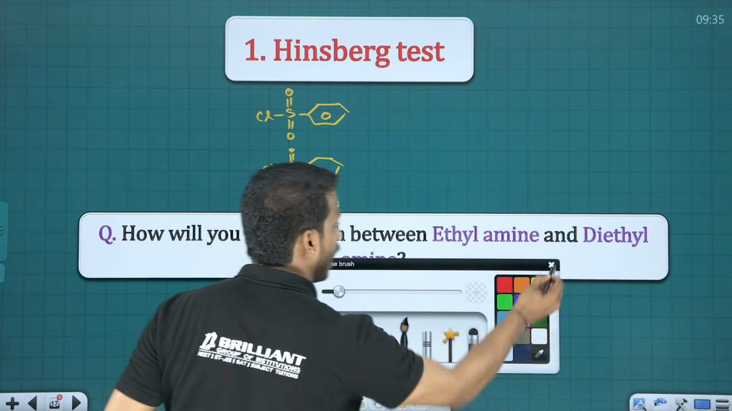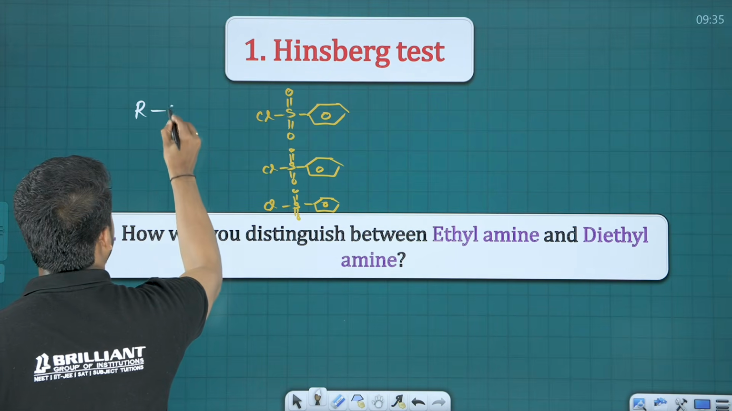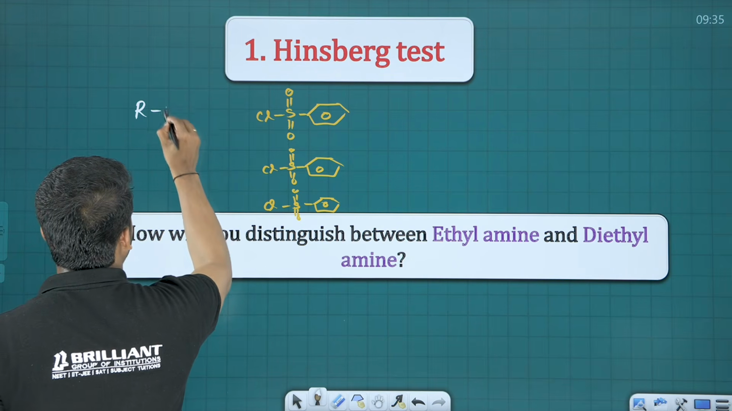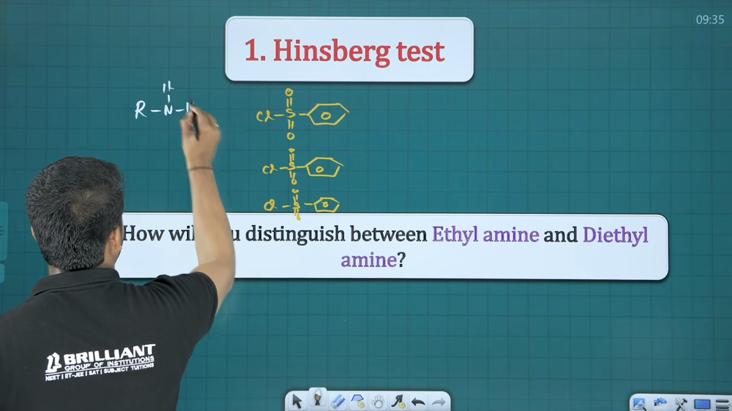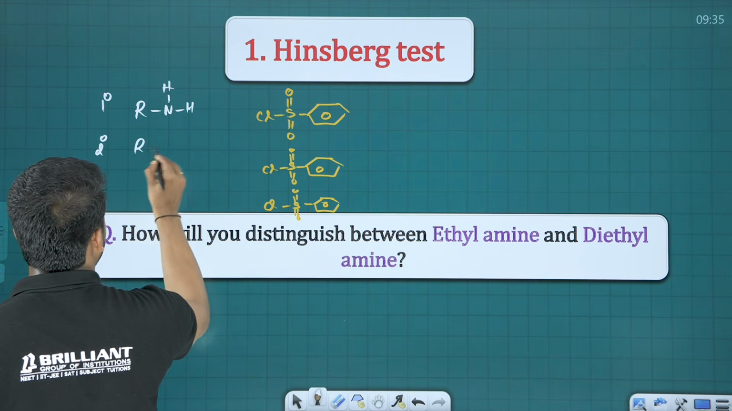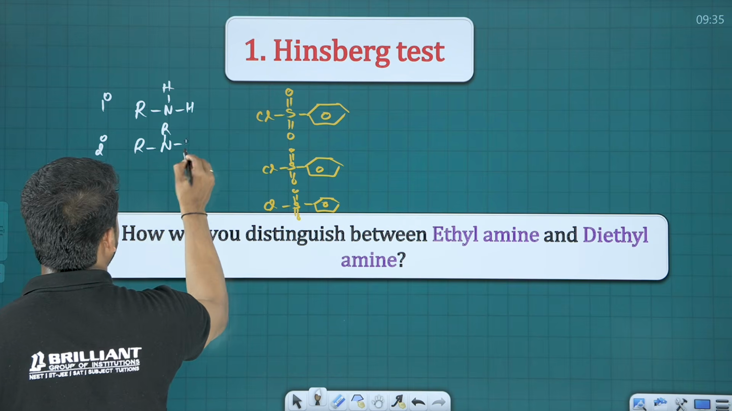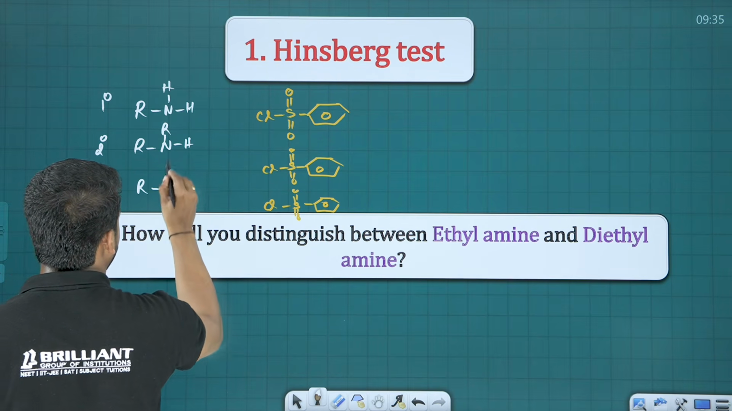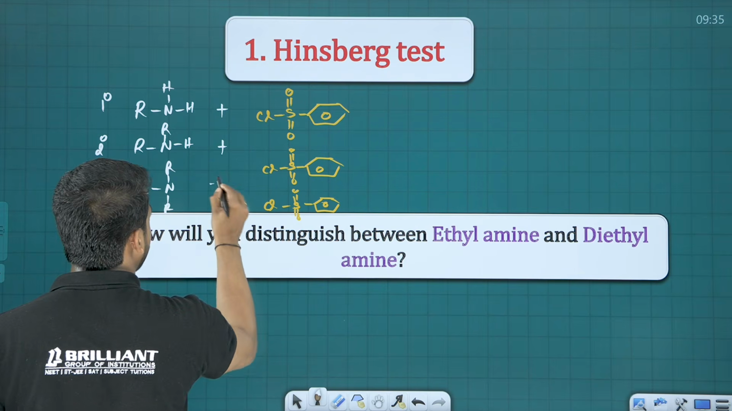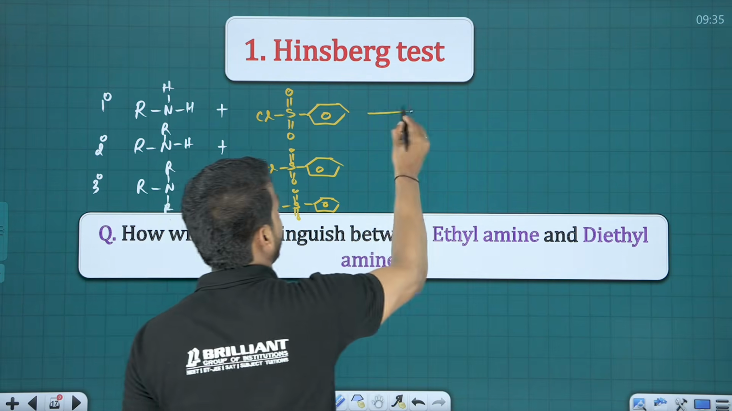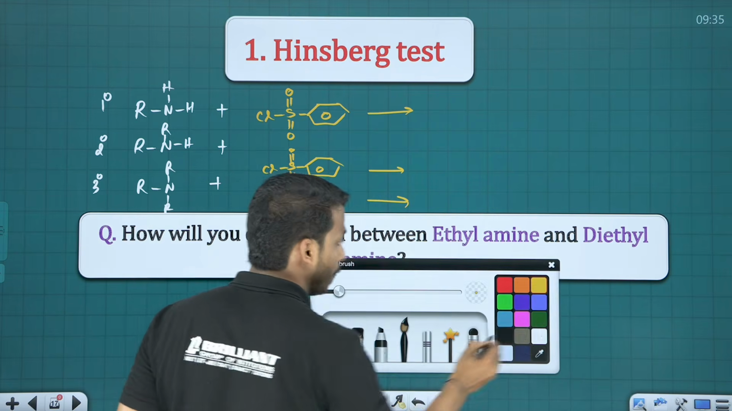Let me take a primary amine first. Primary amine, let me write RNH2, and this is a primary amine. Now let me take a secondary amine, RNRH, and tertiary amine, RNRR. Ready, dear? When you react with the Hinsberg reagent, do you want to see what happened? Carefully listen.